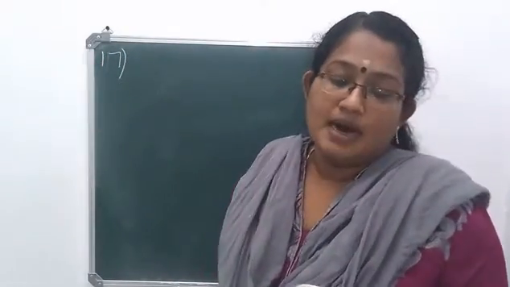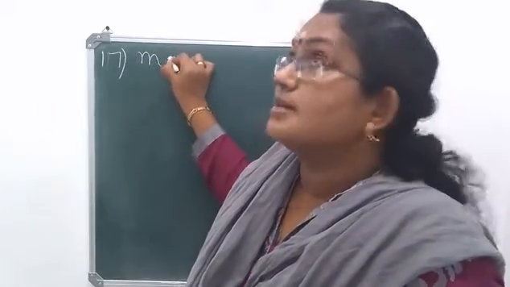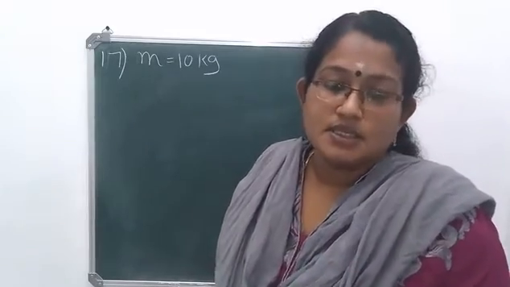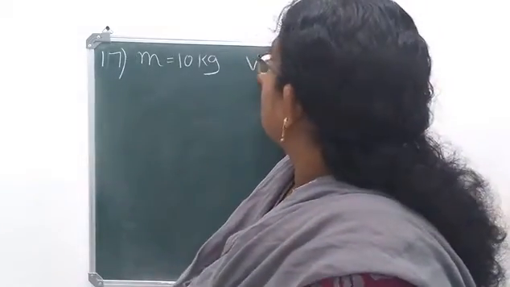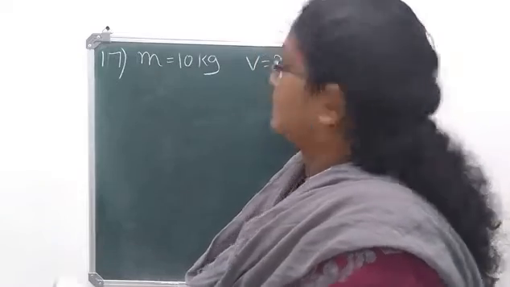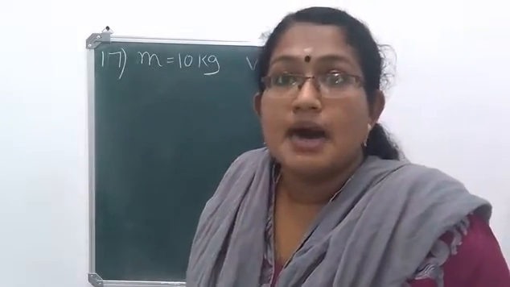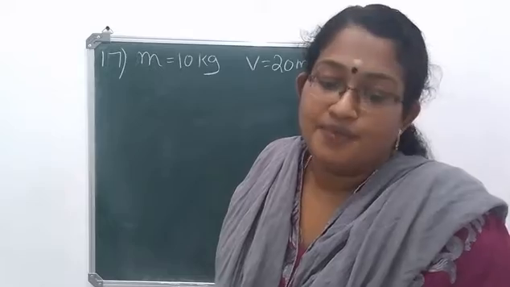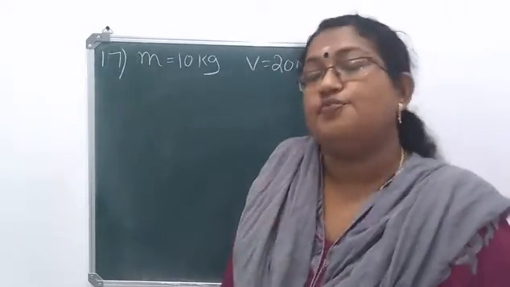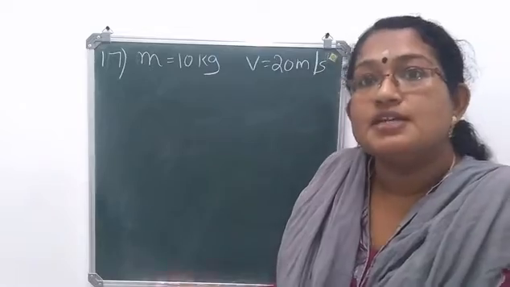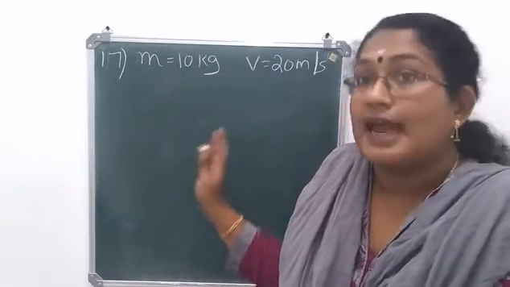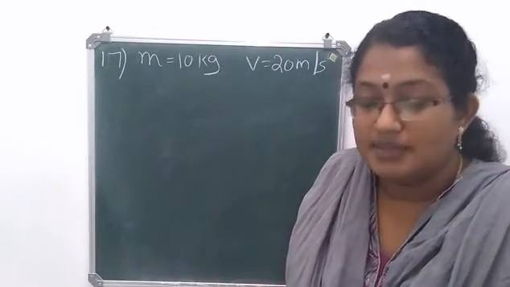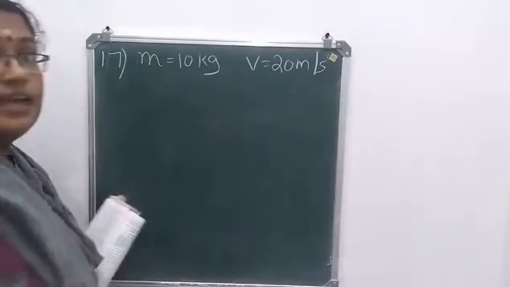Welcome to question number 17. A body of mass 10 kilogram is moving with a velocity of 20 meter per second. If the mass of the body is doubled and its velocity is halved, find the initial kinetic energy and the final kinetic energy. So first you have to calculate the kinetic energy with the given values. Then after that you have to double the mass and halve the velocity. Then you have to solve.